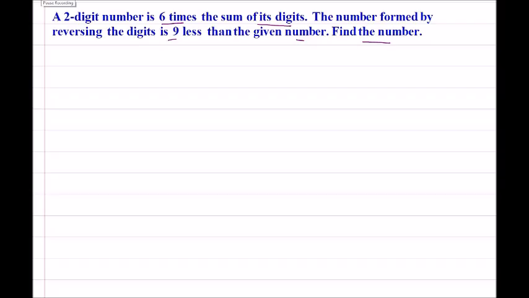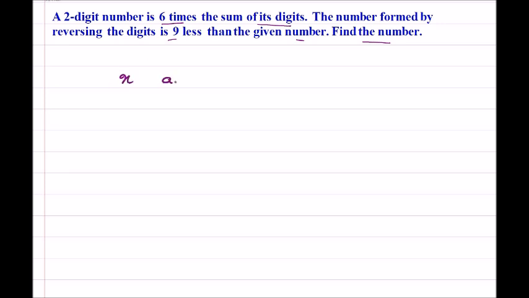The question is, a two-digit number is 6 times the sum of its digits. The number formed by reversing the digits is 9 less than the given number. Find the number.